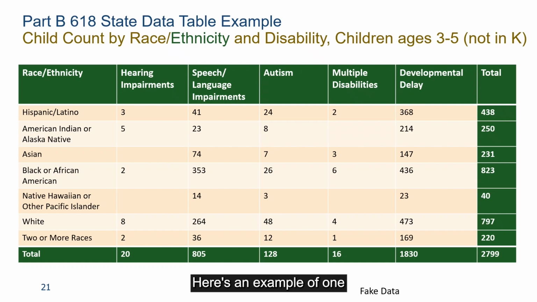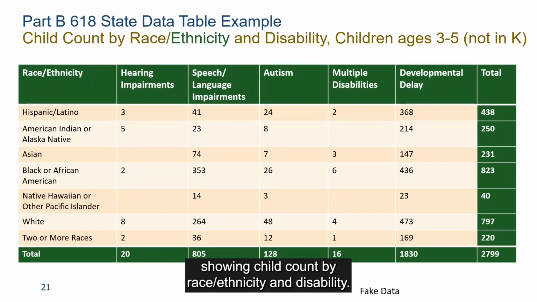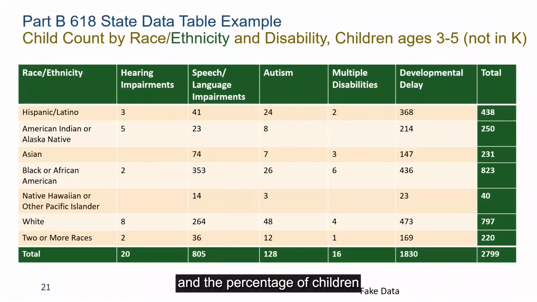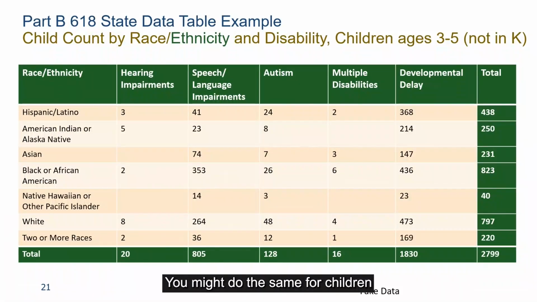Here's an example of one of the Part B 618 state data tables associated with child count in educational environments, showing child count by race, ethnicity, and disability. From this one chart, you can get a lot of information about the makeup of the children in your program. You might look just at your race ethnicity data and the percentage of children of each race ethnicity enrolled in the program. You might do the same for children of each disability category.